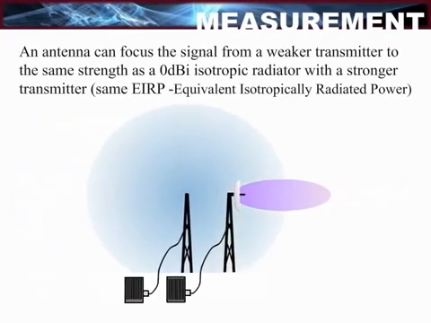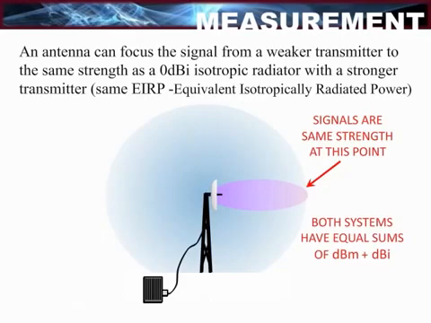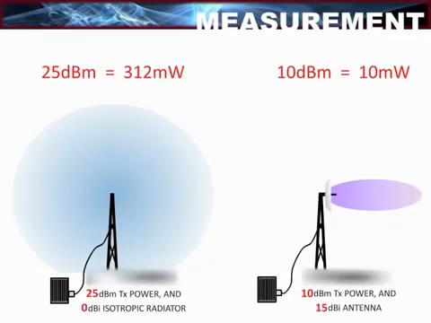However, the directional antenna on the right compensates for the lower power. This gives both systems the same equivalent isotropically radiated power. In converting the dB of the two systems into milliwatts, we can see just how much more powerful the system on the left is as compared to the system on the right. This is testament as to how strategic antennas are in designing RF systems.